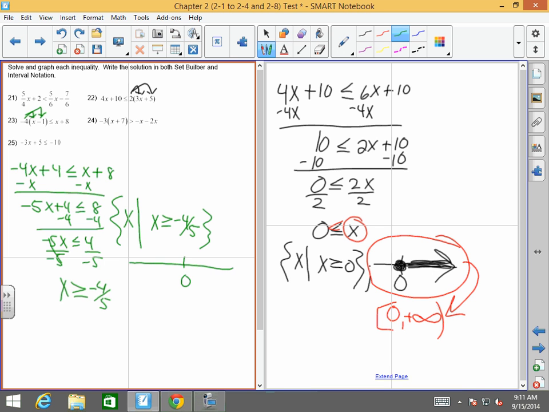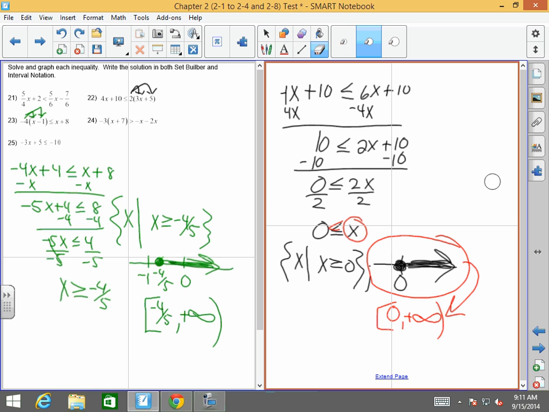Graph, here's my 0, here's my negative 1. Negative 4/5 is about here. It's greater than or equal to, so solid circle to the right. Use that for your interval notation. So I'm going from my smallest value with a bracket of negative 4/5 to my largest value, which is infinity.